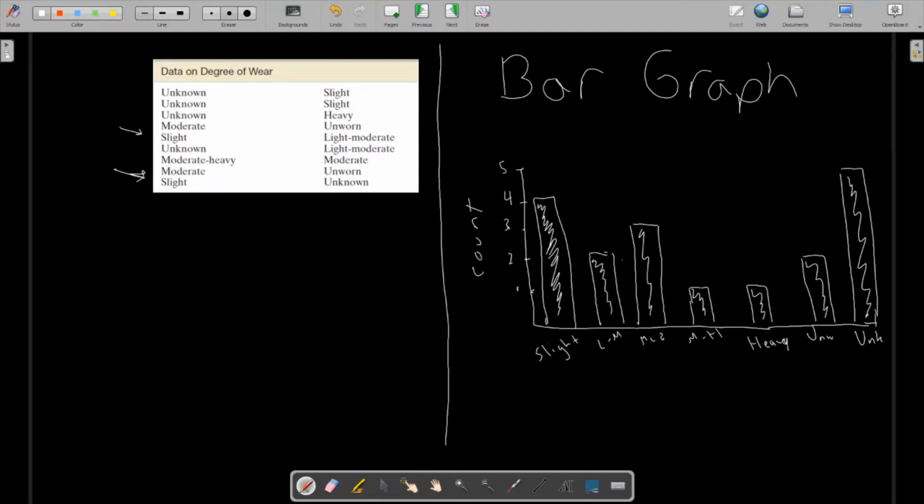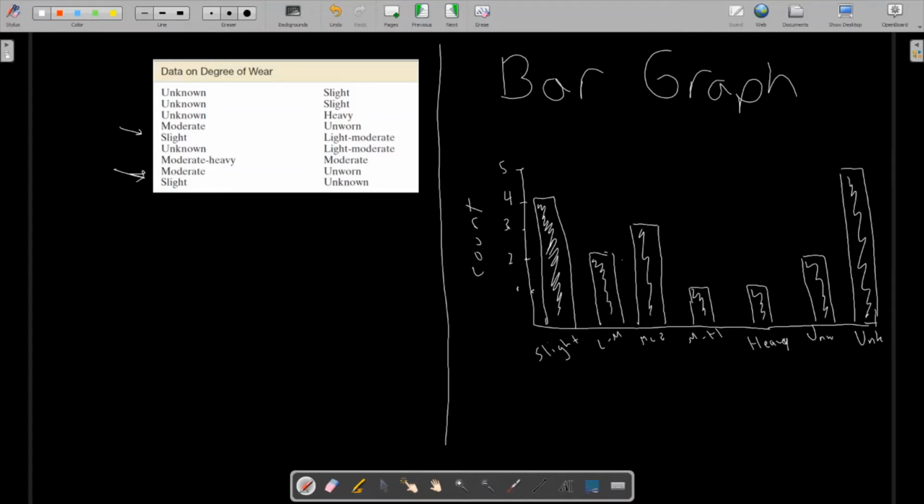And in this case, there was kind of a method to which I placed the order of the bars. Here we have kind of a range of wearness going from slight, the least worn, up to heavy. And then we have kind of two exceptions to the rule, unworn and unknown.